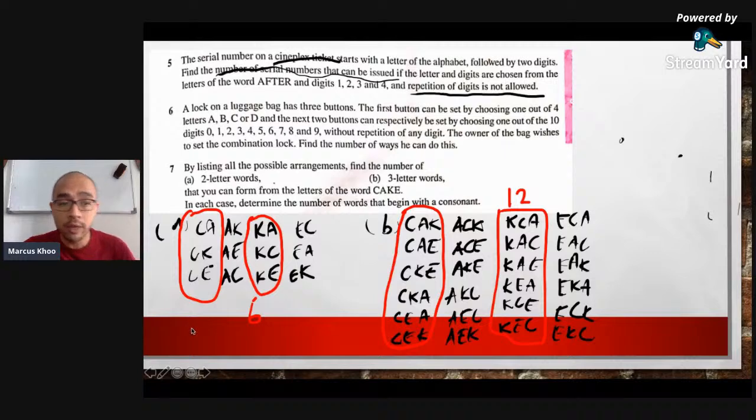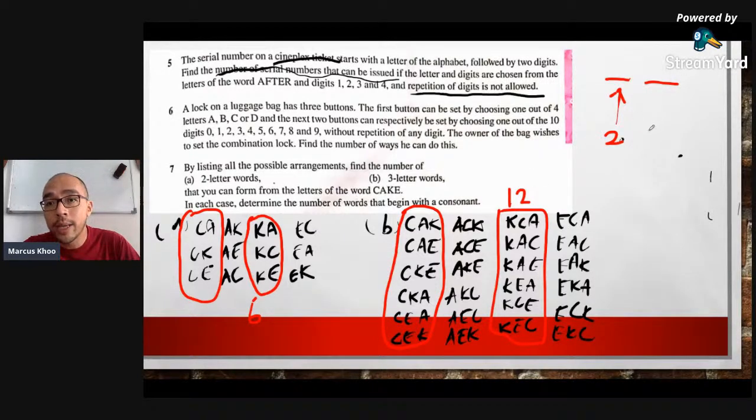So if there are 2-letter words, what you do is you fill in 2 spaces. The first space can only be filled with a consonant. Daripada 4 huruf ini ada berapa consonant? There are 2. So there are only 2 ways to fill in this first one because syarat yang dia bagi adalah dia mesti consonant. Once you have put one consonant in, this one is free for all. Suka hati lah what letter you want to put here.